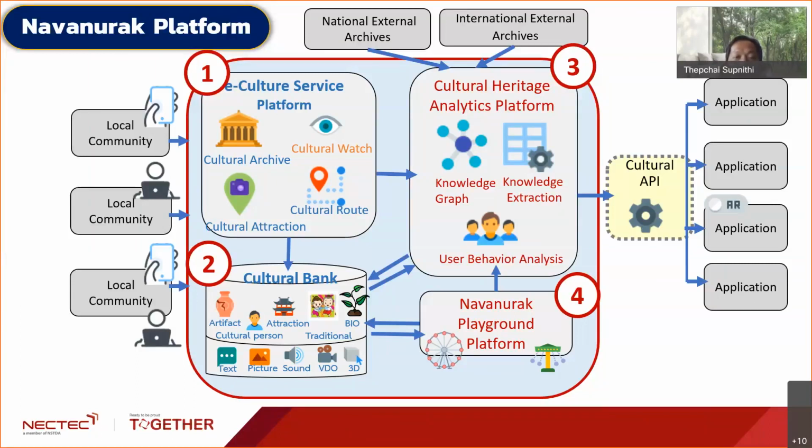And for all the data, we aim to develop it as open data, and we provide an API so that a lot of people can make use of it. Then people can build a lot of applications using this data. And at the same time, we can join with national or international external archives, because we try to follow the international standard for collecting data.